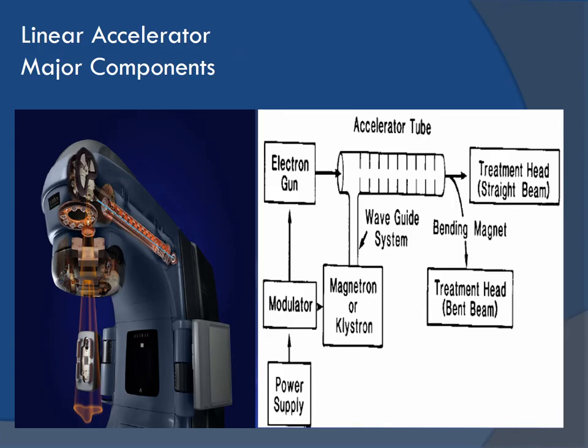This is a diagram for a linear accelerator, in which there is an electron gun which produces electrons, and an accelerator tube in which the electrons are accelerated, and a magnetron or klystron which produces an electromagnetic wave which carries the electrons, and a treatment head from which X-rays, gamma rays, or an electron beam are emitted.